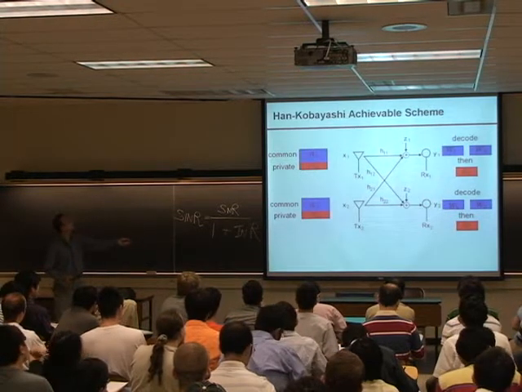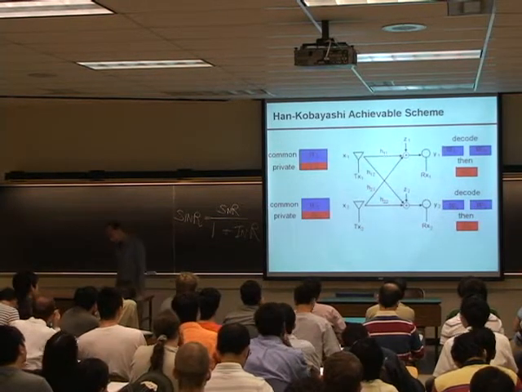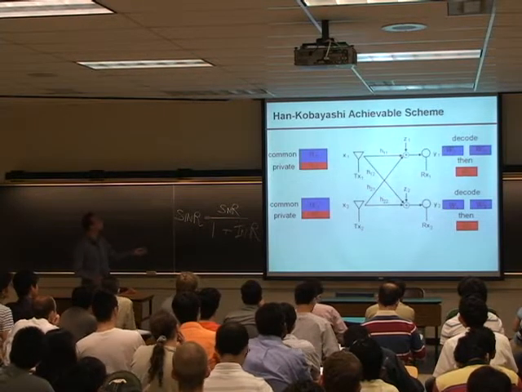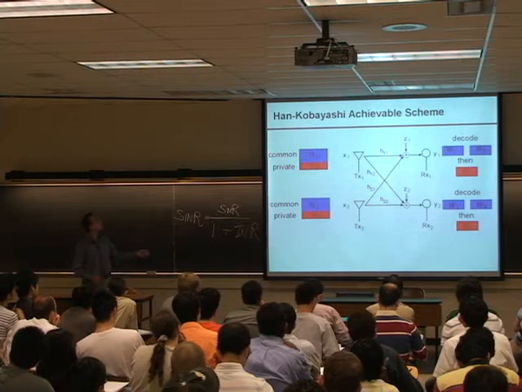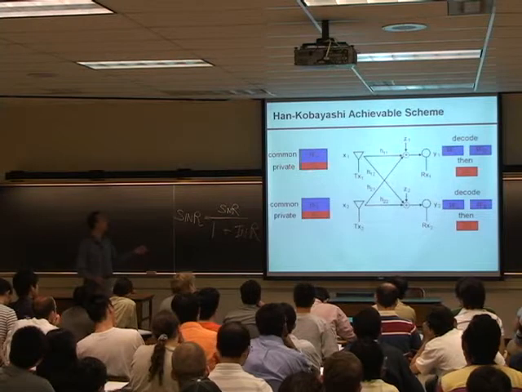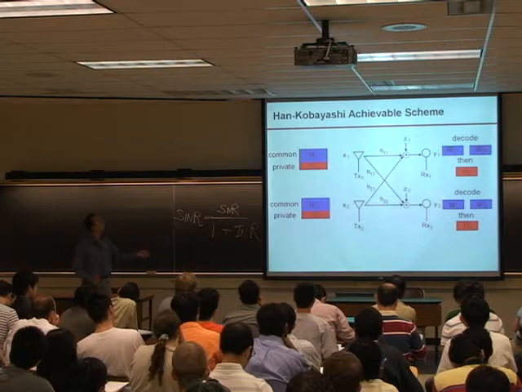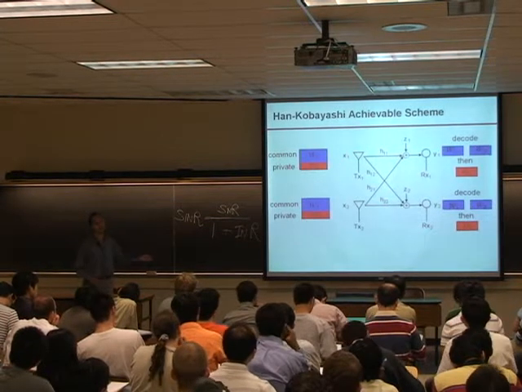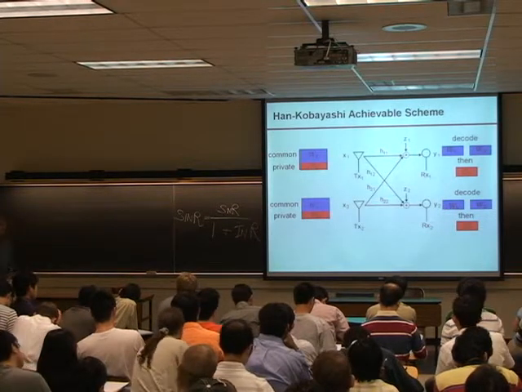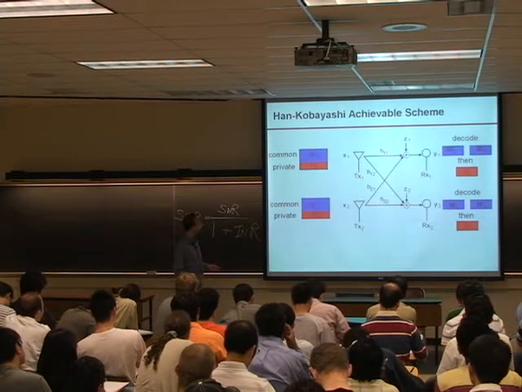And each receiver decodes the two common messages, one from its own sender and one from the other sender, as well as decoding the private message of its own sender. So in other words, the private message, the common message, and the other guy's common message are decodable at this receiver, and similarly, symmetrically for the other receiver. So common is decodable by all. Private is only decodable by one link. Okay? So this is a natural scheme given the situation here.